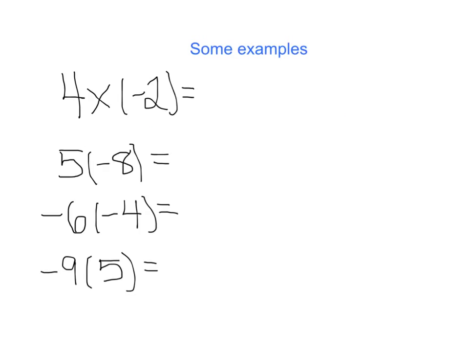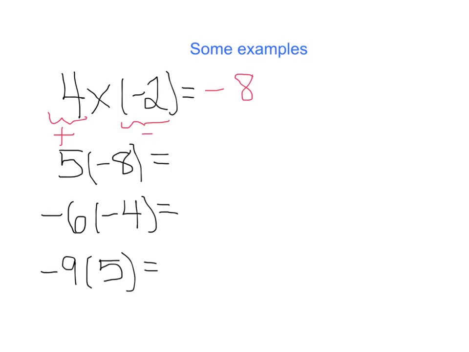So say I have something like 4 times negative 2. I have a positive, the 4 is a positive number here, and this is a negative number. So I have a positive times a negative, so I know my answer will be a negative, and then I just multiply 4 times 2, which is 8, so my answer is negative 8. Usually at this point we'll drop the multiplication sign, so we won't be using the x anymore.